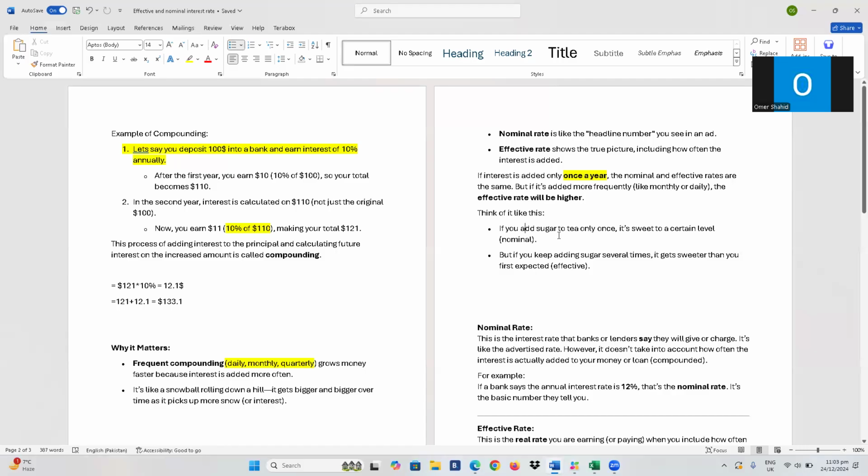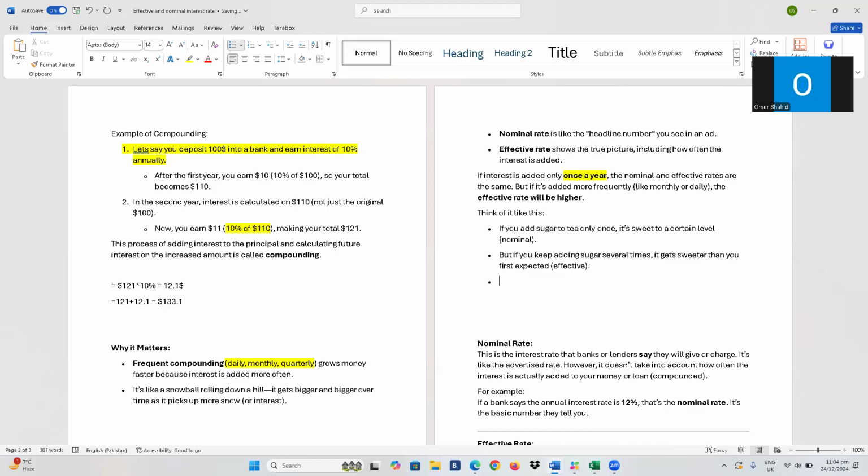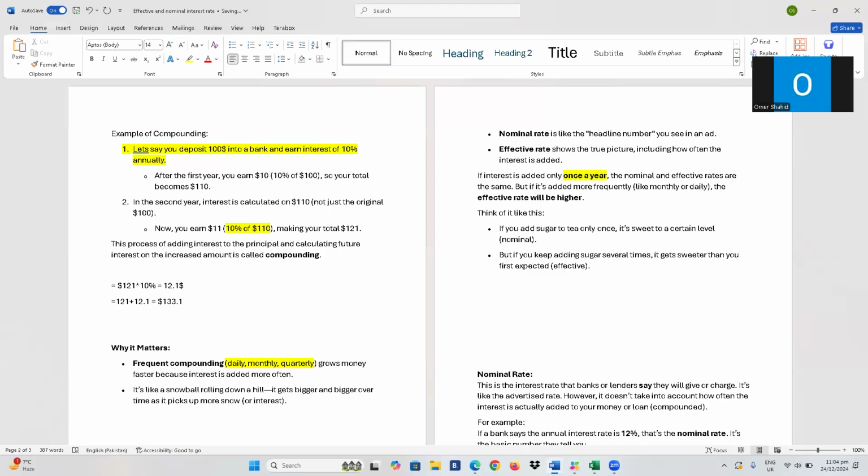Now you can think of this like adding sugar to tea only once. If you add sugar to tea only once, it's sweet to a certain level. But if you keep adding sugar several times, it will get sweeter than you first expected. So that's what our effective interest is like. I hope you get my point. Now we will have a look at some examples through which you will get further clarity in this concept.